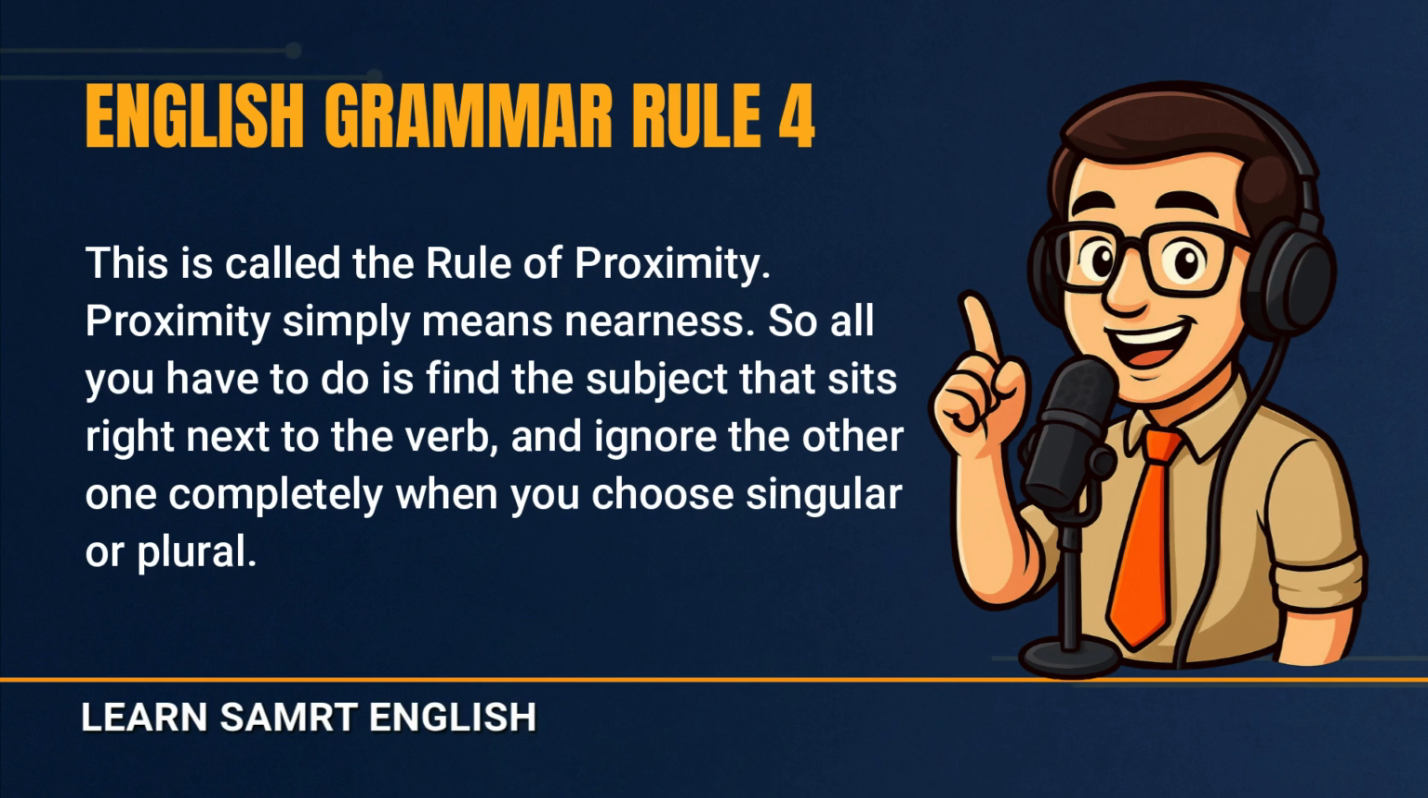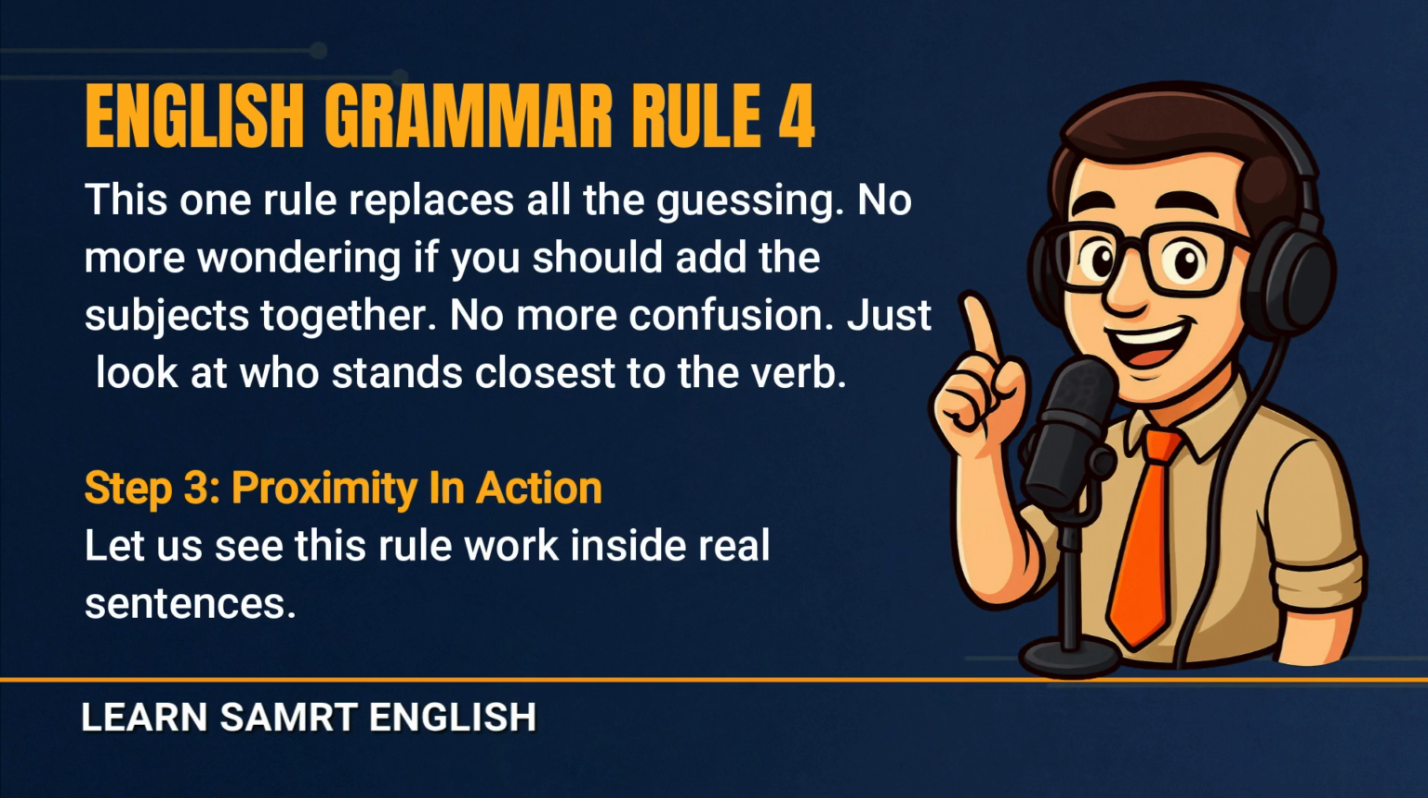Proximity simply means nearness, so all you have to do is find the subject that sits right next to the verb and ignore the other one completely when you choose singular or plural. This one rule replaces all the guessing. No more wondering if you should add the subjects together. No more confusion. Just look at who stands closest to the verb.